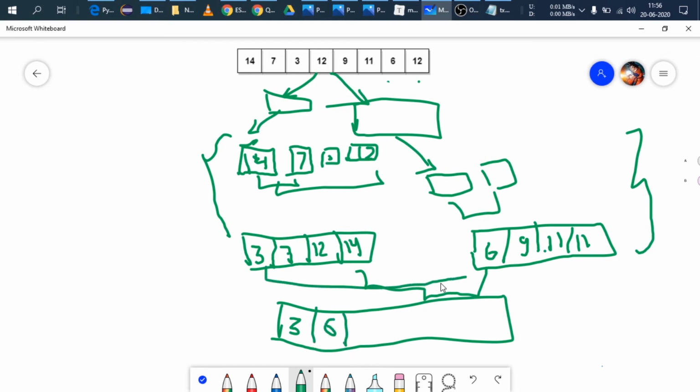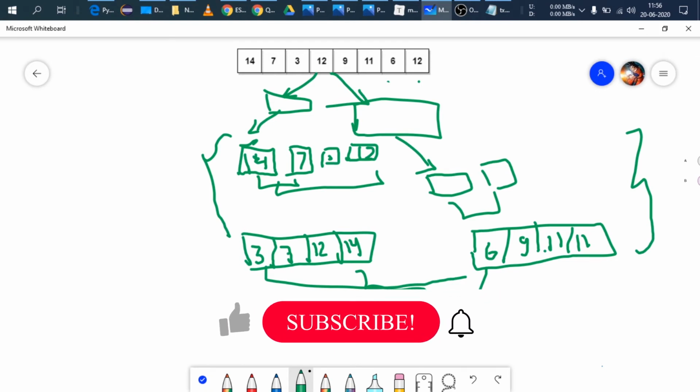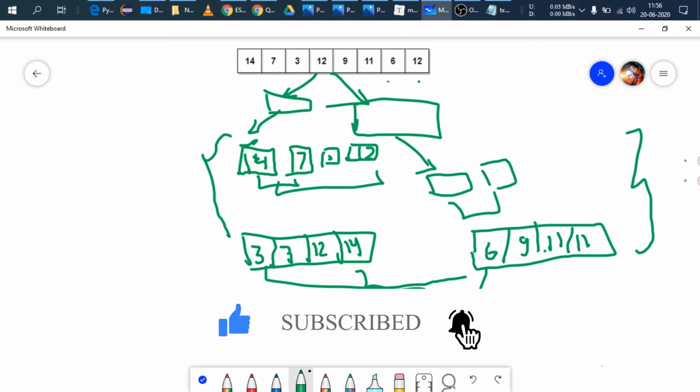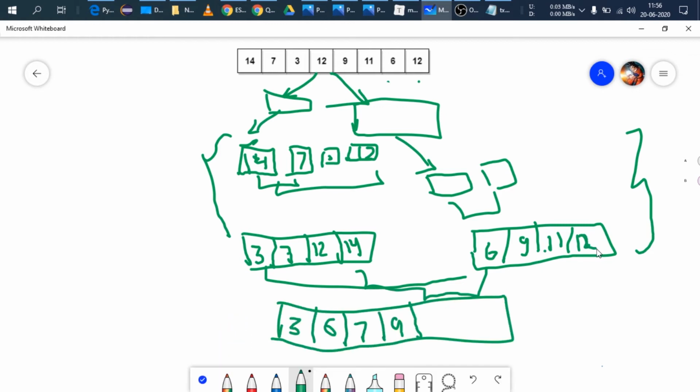First these two are compared, 3 and 6, then they come in order 3, 6, then 7 and 9 are compared, 7 is less, so first 7 comes, then 9, then the next comparison is between 11 and 12. First 11 is smaller, so 11 comes first, then the 12. Then we compare 14 and 12, then the 12 in the right hand side, and then at last 14. So this is our resultant sorted array using merge sort.